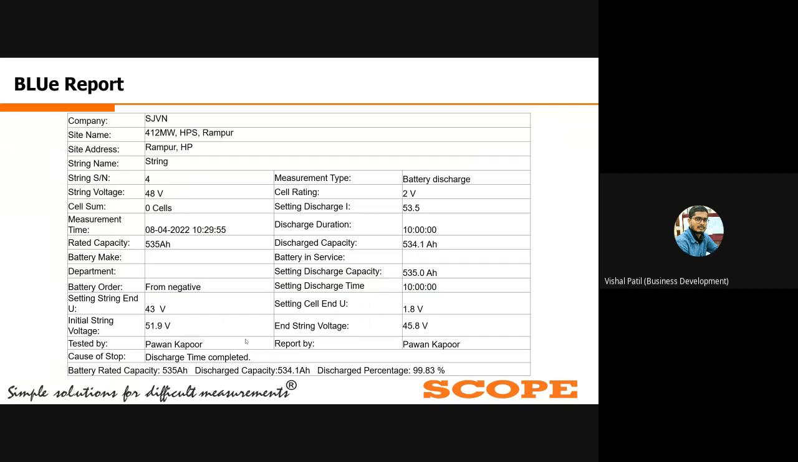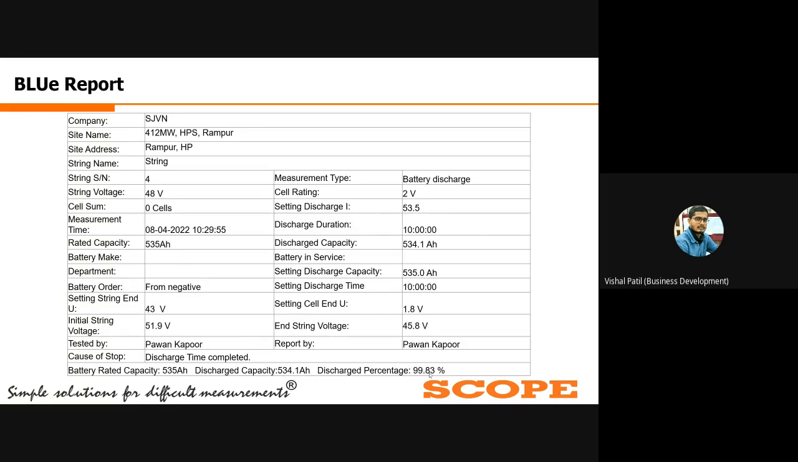Our software will give you the report in this type. At the end, you will see the rated capacity of 535 ampere hour. Then the discharge capacity is 534.1 ampere hour. So the total discharge percentage is 99.83. This is the total capacity available. This discharge percentage is nothing but your state of health.